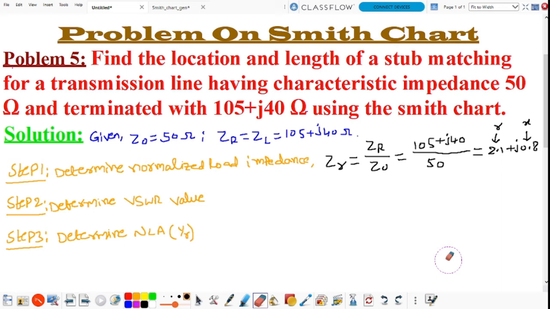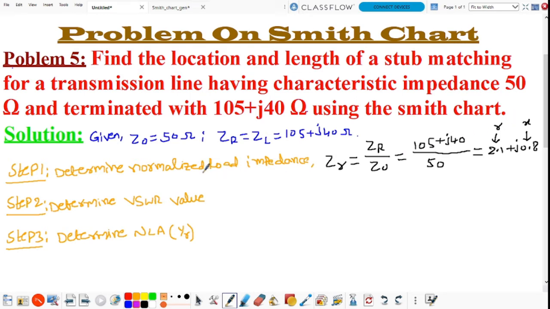Hi everyone. In this video, we are going to discuss another example of the Smith chart. The given example is: find the location and length of a stub matching for a transmission line having characteristic impedance 50 ohm and terminated with 105 plus j40 ohms using the Smith chart.